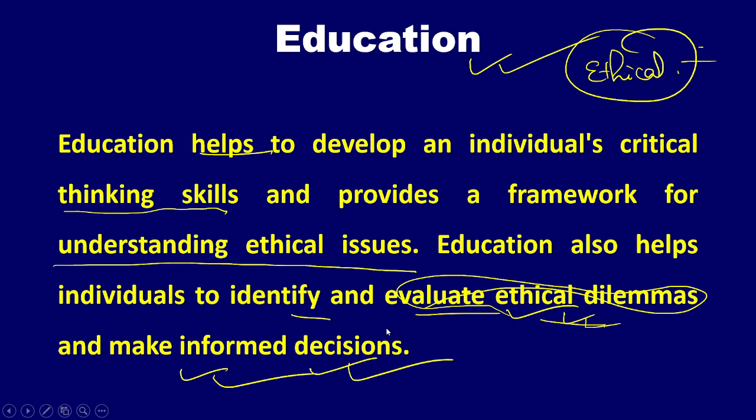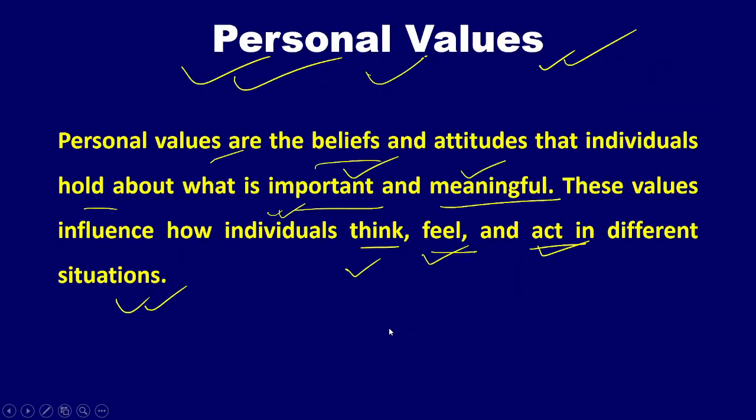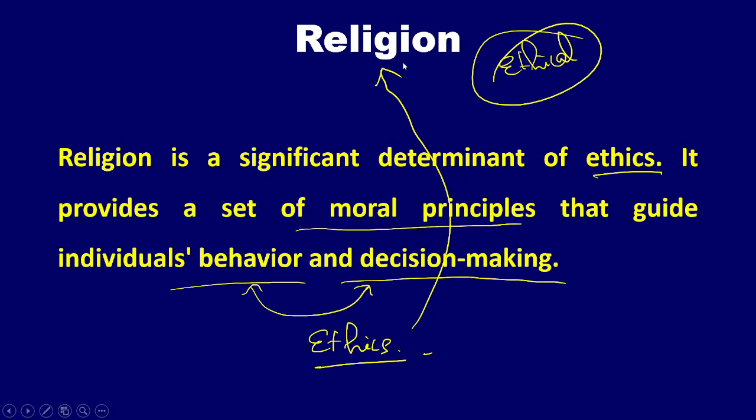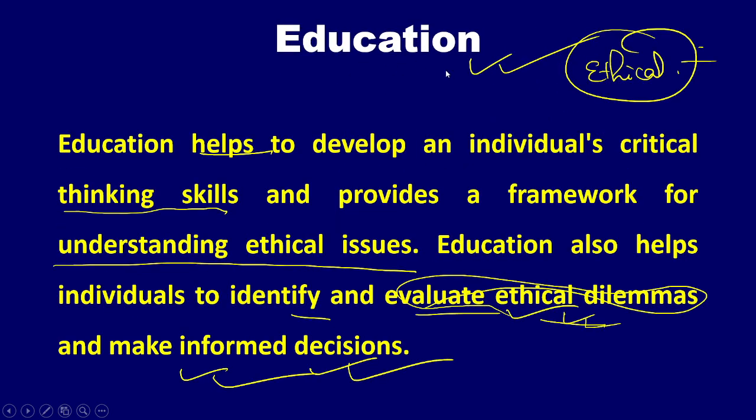Okay, so these are the main determinants. Let me quickly revise what are the main determinants. So personal values, cultural norms, religion, and education. These are the main determinants of ethics or ethical principles.